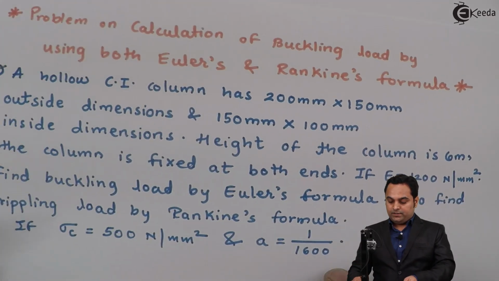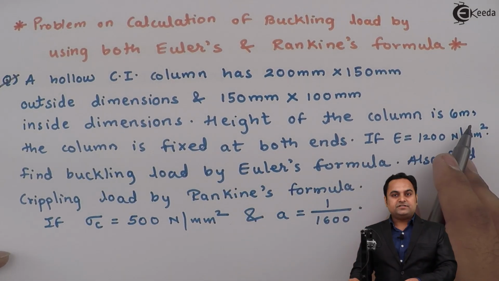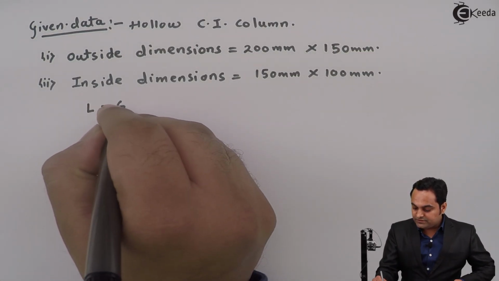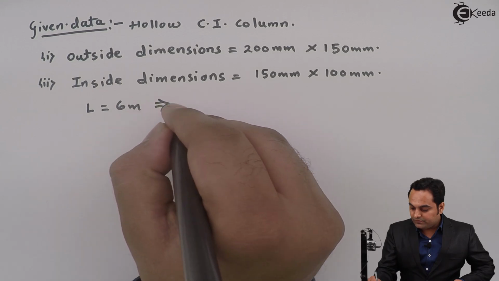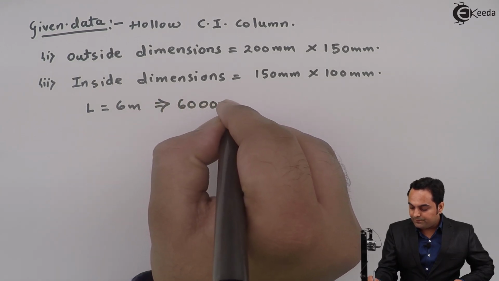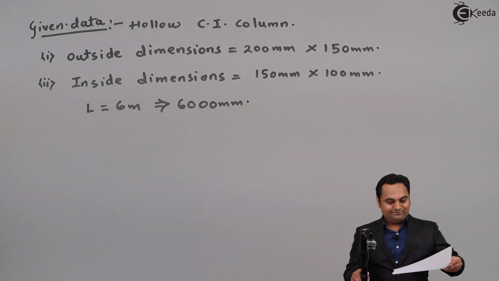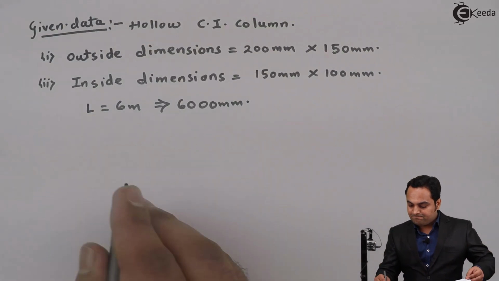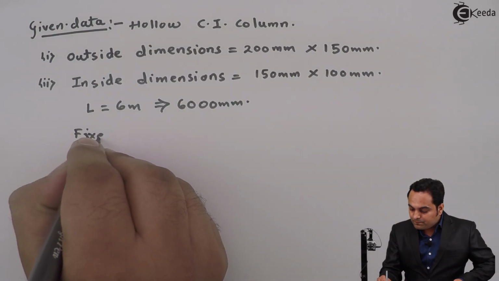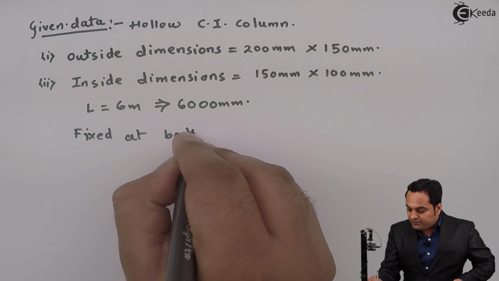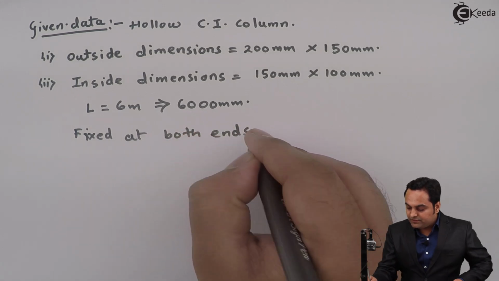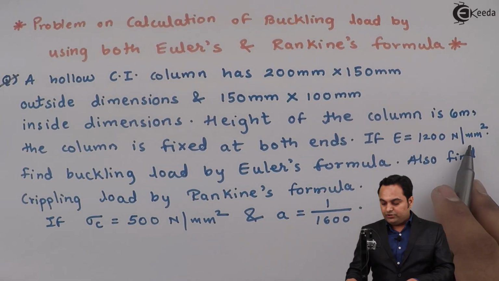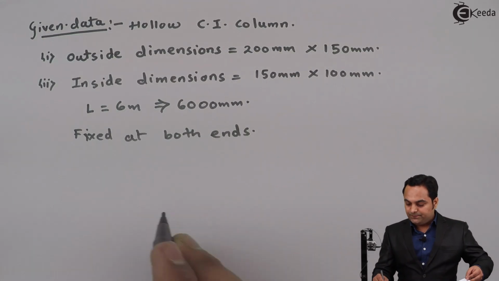Next, height of the column is 6 meter. So height indicates the length of the column actually, that is 6 meter. So it is 6000 mm. The column is fixed at both ends. These are the end conditions given, fixed at both ends. Next, if capital E, Young's modulus is 1200 Newton per mm square.